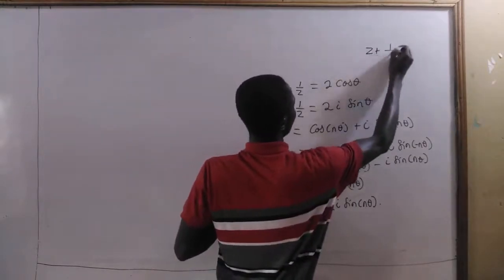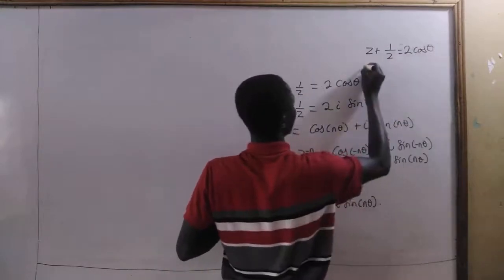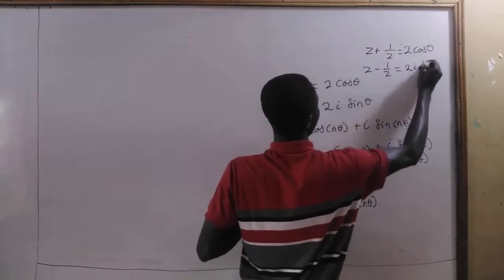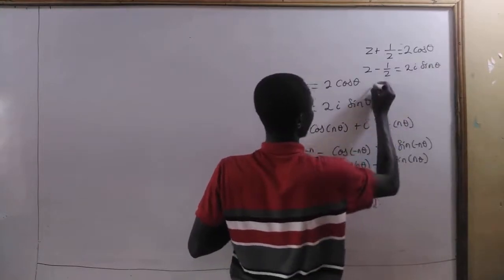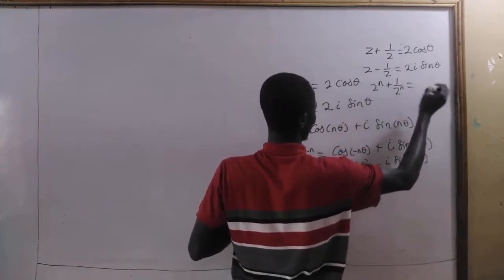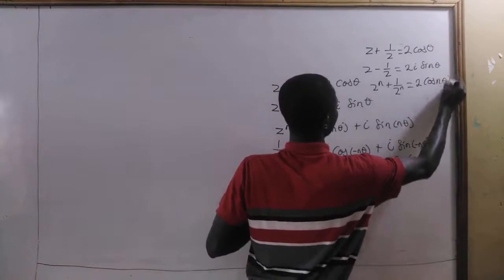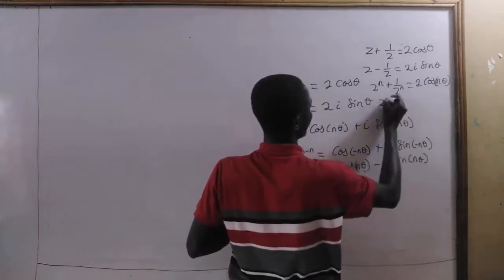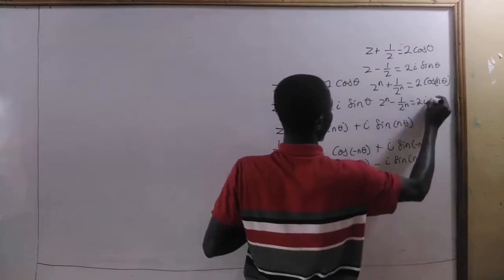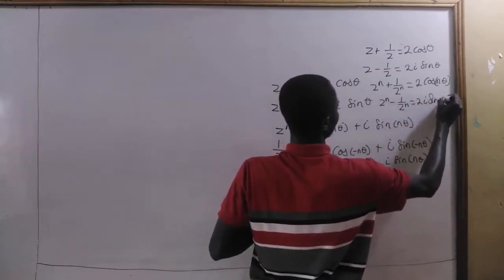z plus 1 on z equals 2 times cosine of theta, z minus 1 on z equals 2i sine of theta, z to the power n plus 1 on z to the power n is equal to 2 times cosine of n times theta, and z to the power n minus 1 on z to the power n is equal to 2i sine of n times theta.